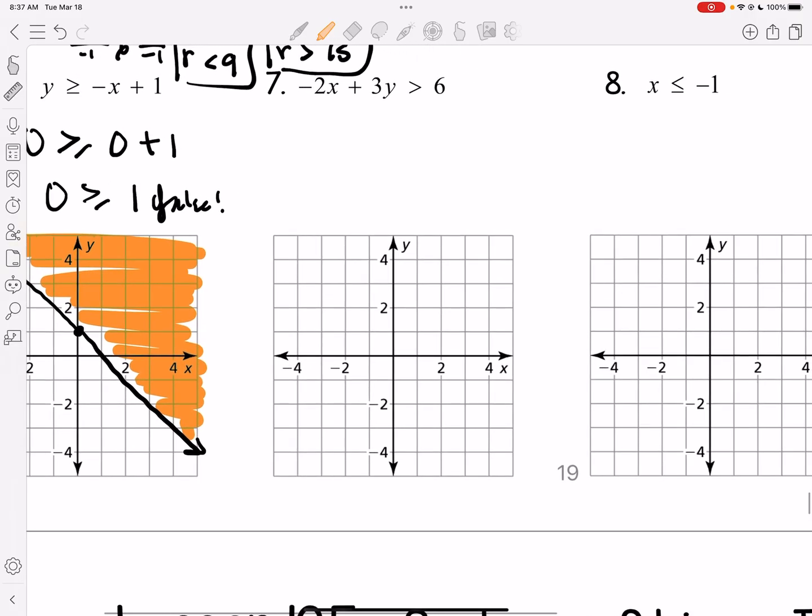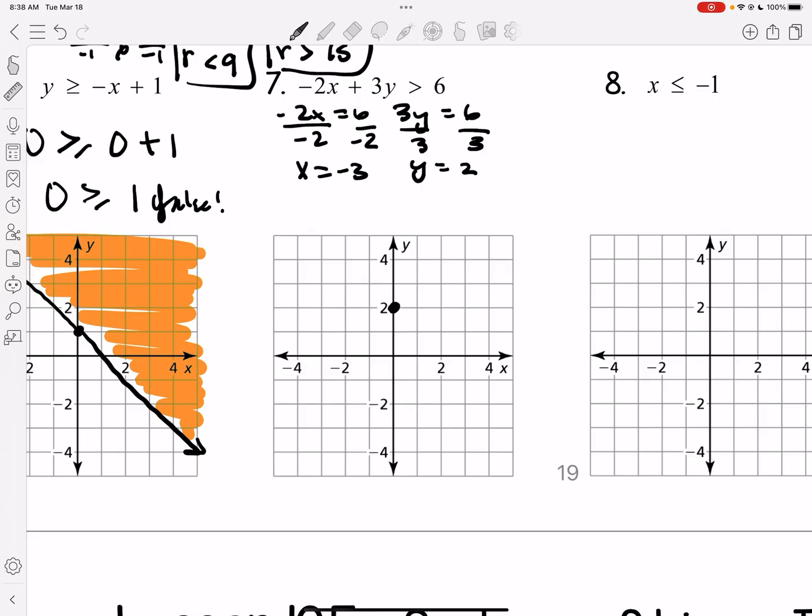Same thing with the next one, just this time I want to find my x and y intercept. So I do the cover-up method, so I cover up my y's to get negative 2x equals 6, and I cover up my x's to find my y, which is 3y equals 6. Dividing both sides by negative 2, I get x equals negative 3, and dividing both sides by 3, I get y equals 2, meaning I have a y-intercept at 2 and an x-intercept at negative 3. I can see that I just have a greater than symbol, not greater than or equal to, so that means it's a dashed or dotted line across like this.